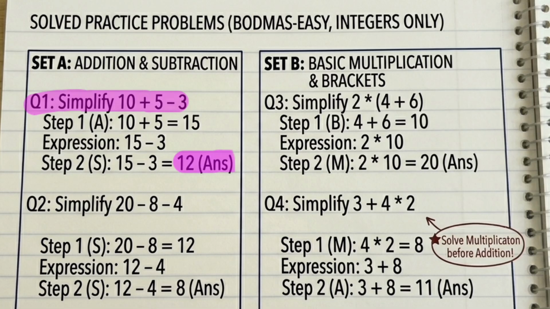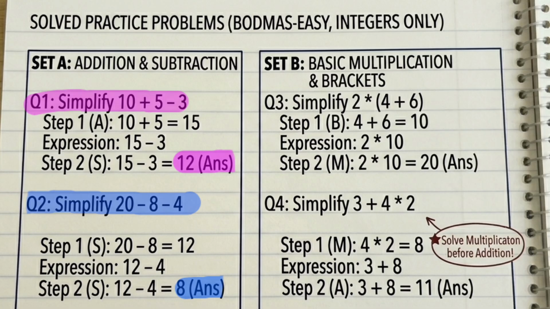Next, see question number 2, simplify 20 minus 8 minus 4. So first we have to do subtraction, but we will solve from left to right. So we will do 20 minus 8 first. 20 minus 8 is 12. Then it will become 12 minus 4. So in step 2, we will solve 12 minus 4, which is 8. So our answer will be 8.